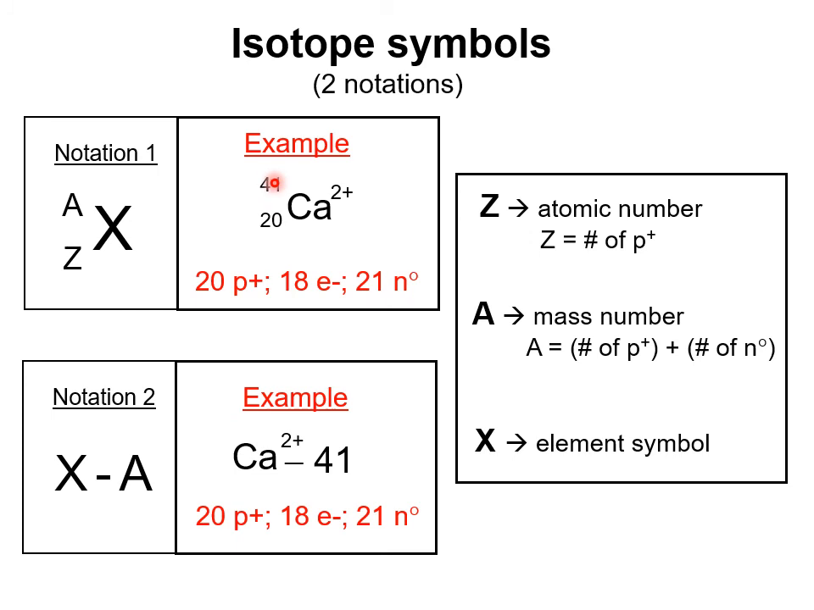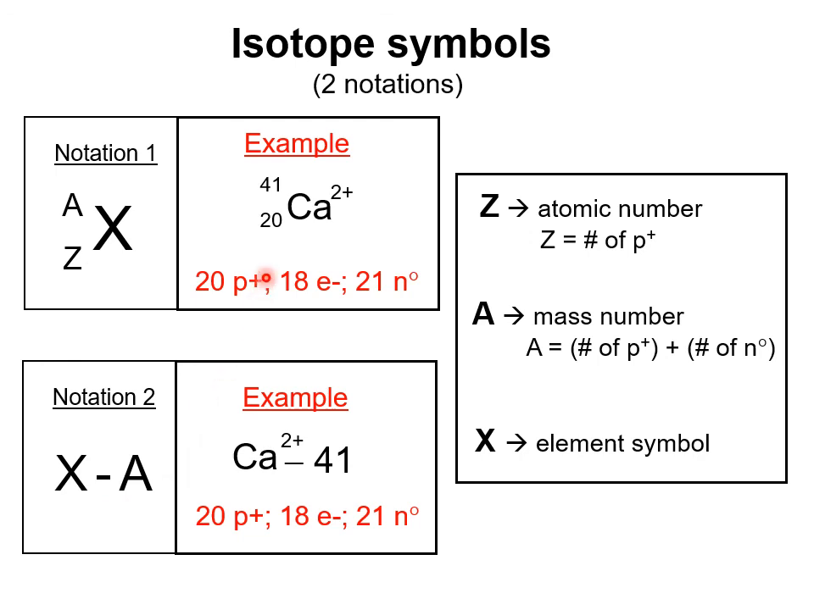So the mass number minus the atomic number is equal to the number of neutrons, which makes sense because the mass number is the protons plus the neutrons, and the atomic number is the protons. If I subtract the atomic number, then these 2 cancel out, and that leaves me with the number of neutrons. In the second notation, we have the element symbol, dash, mass number.